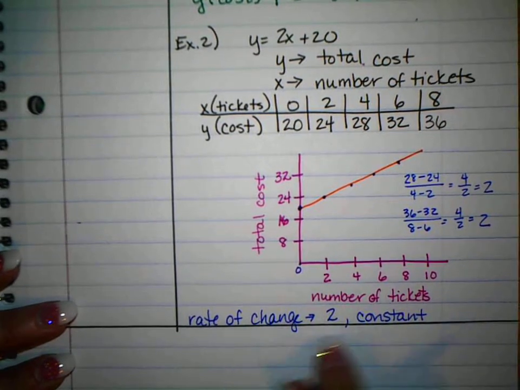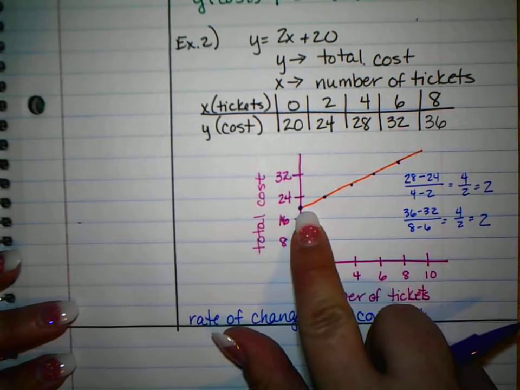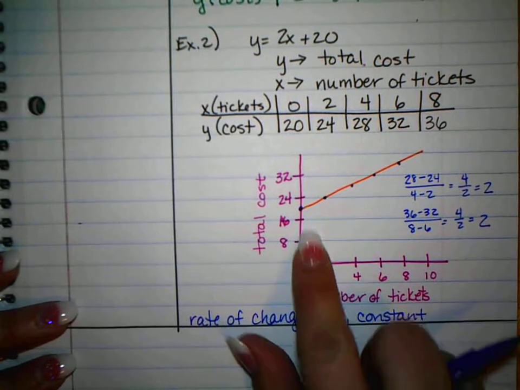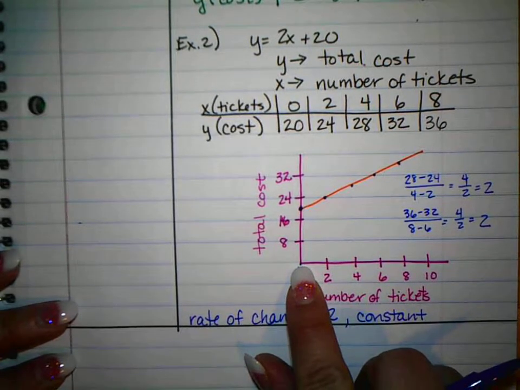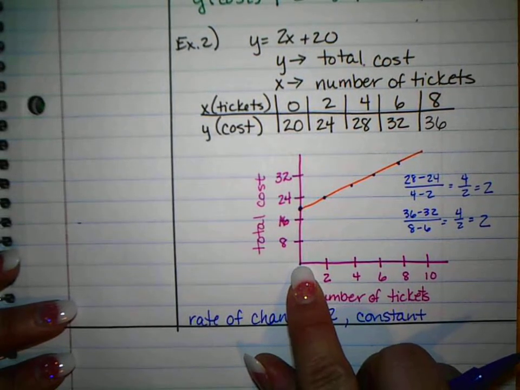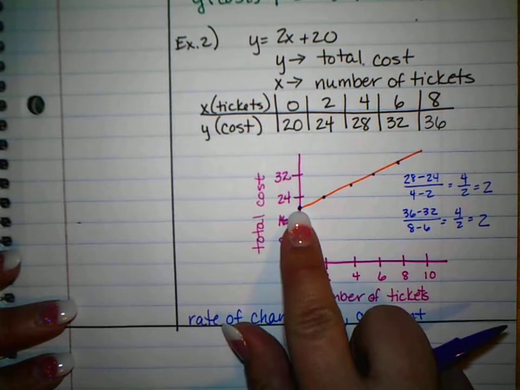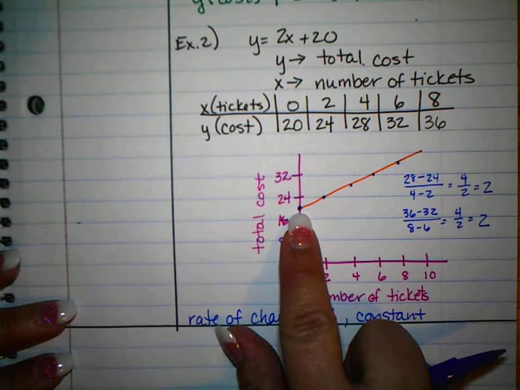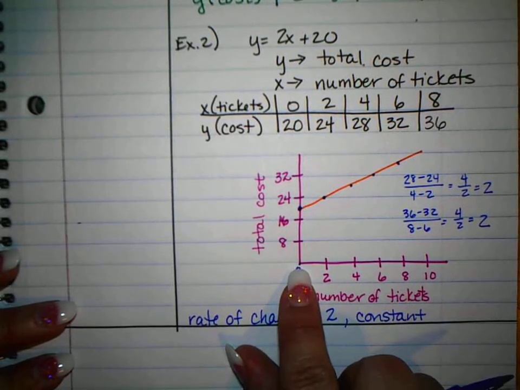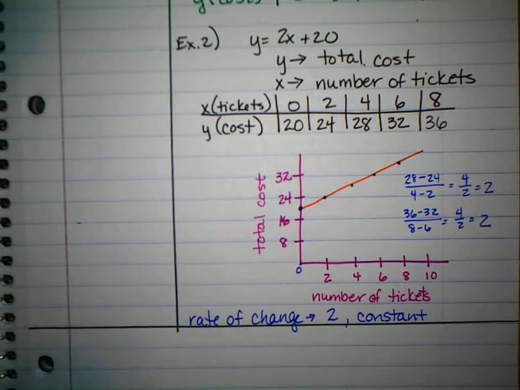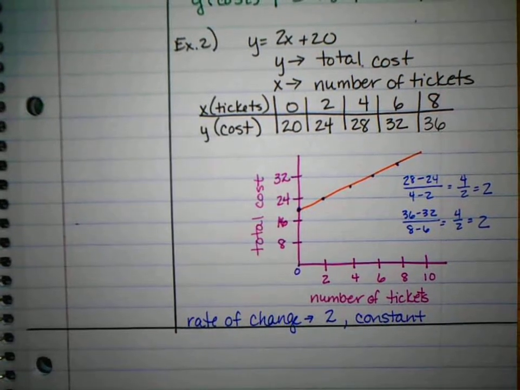Now, the thing is, this is not going to be a proportional relationship because we're not going through (0, 0). So this is a non-proportional relationship because our starting cost is $20 when we have 0 tickets. And we have one more example that I want to do.